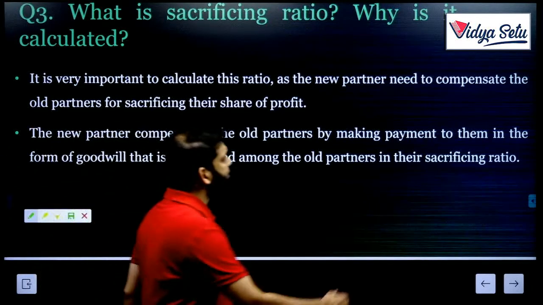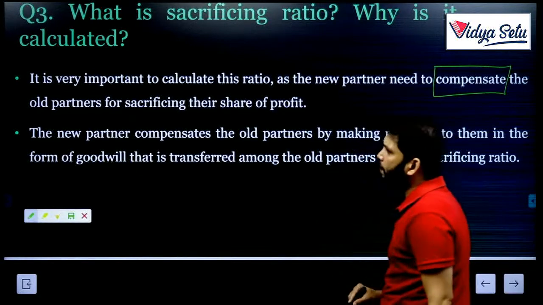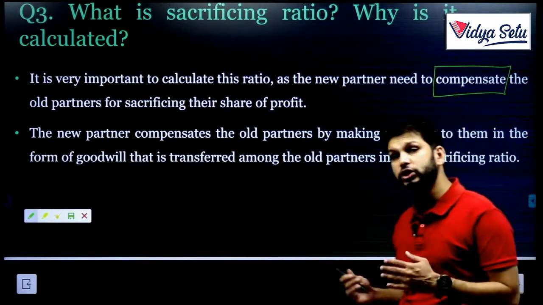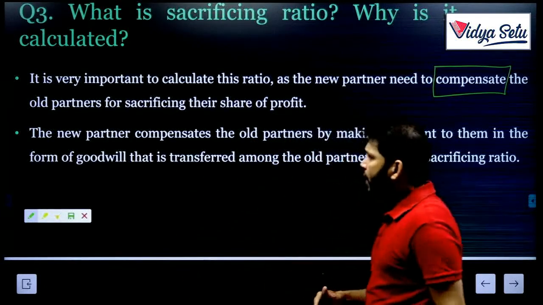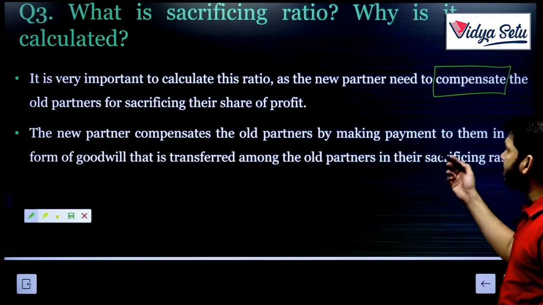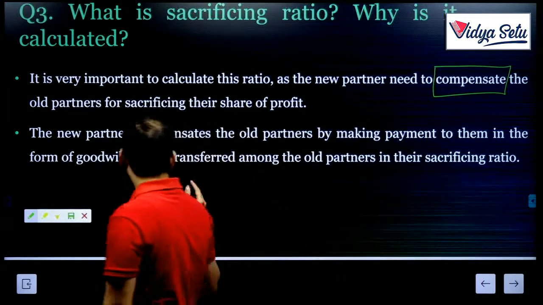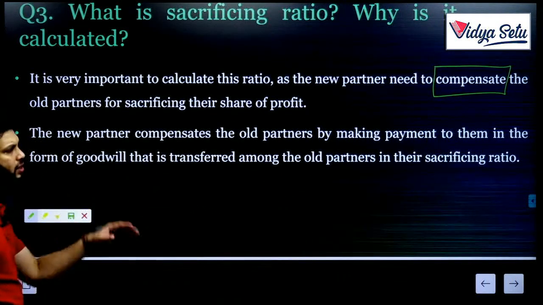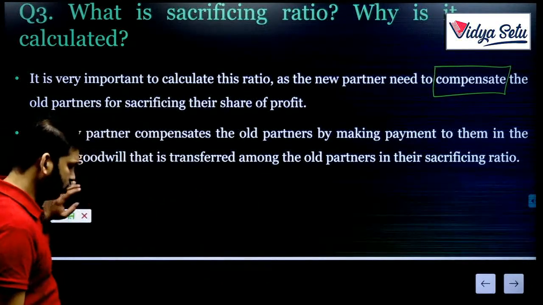So, what is this? The goodwill and all, these are the compensation to the old partners because they are sacrificing their share. The new partner compensates the old partners by making payment to them in the form of goodwill that is transferred among the old partners in their sacrificing ratio. Okay, that we already know.